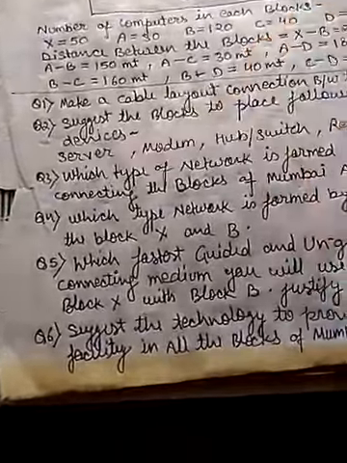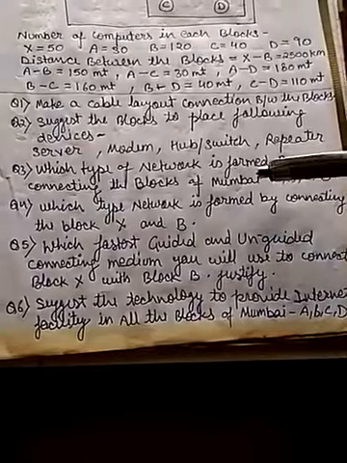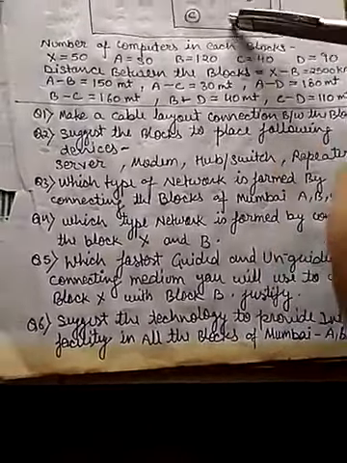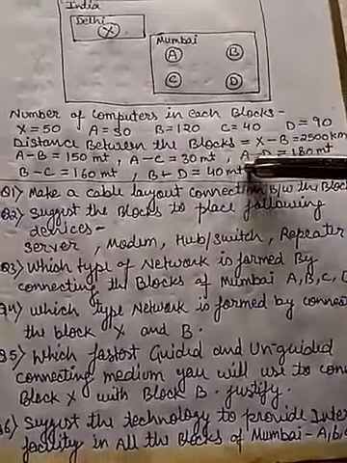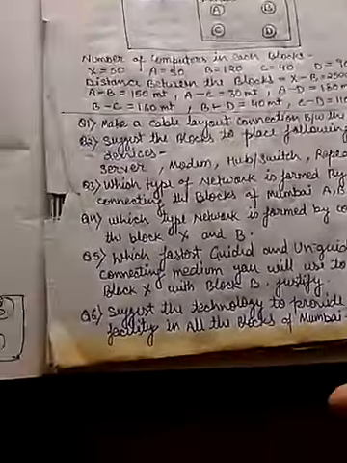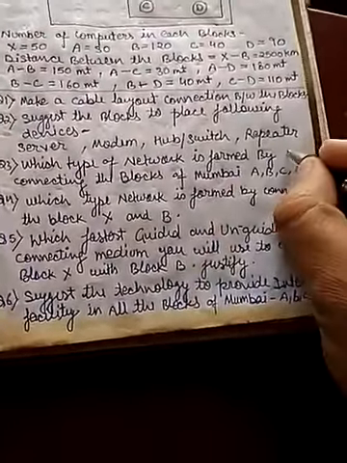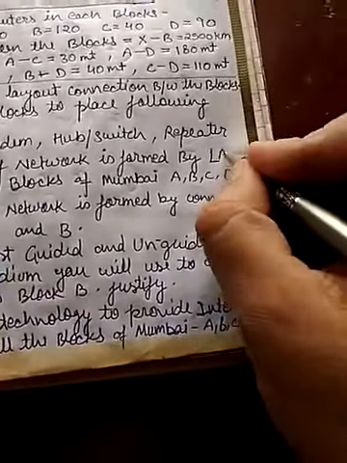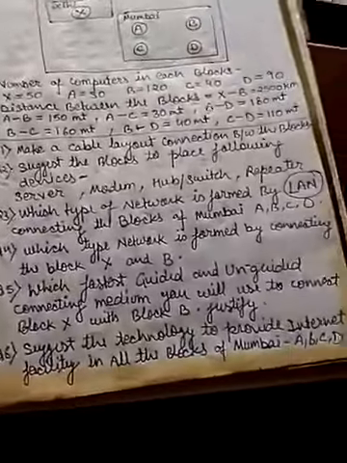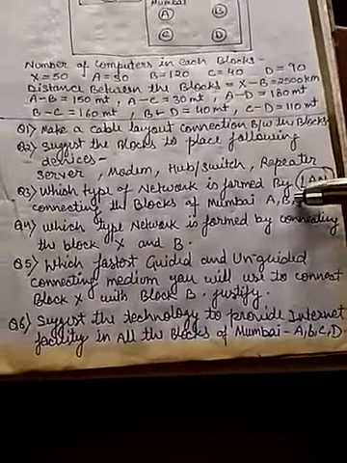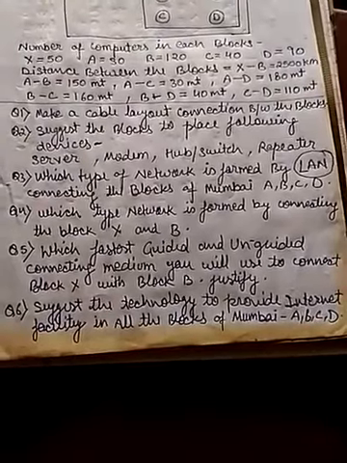Now the third question: which type of network is formed by the blocks of Mumbai? All the blocks of Mumbai are within a distance of 100 meter of each other, so it is forming a LAN, local area network. So the network formed by connecting the blocks of Mumbai, A, B, C, D, is a local area network.